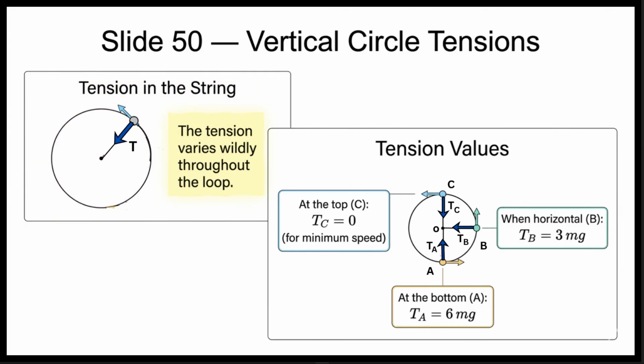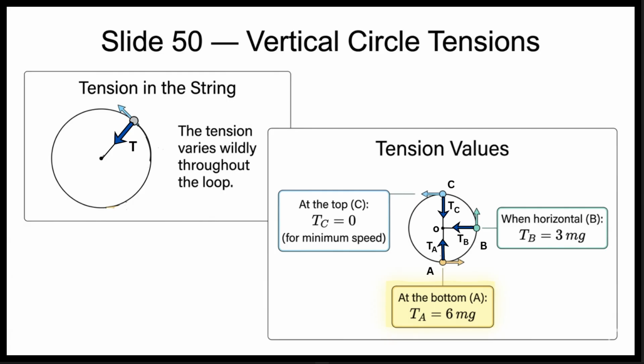At the top of the loop, point C, when moving at the minimum speed, the tension drops all the way to 0. Gravity alone provides the full centripetal force, and the string is momentarily slack. At the horizontal position B, the tension is 3 mg, 3 times the weight of the object. And at the very bottom, point A, where the object is moving fastest, and gravity must be overcome to produce upward centripetal force, the tension reaches 6 mg, 6 times the weight. The diagram shows all 3 values together.